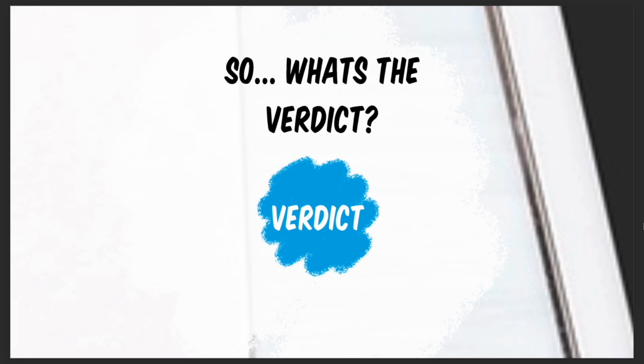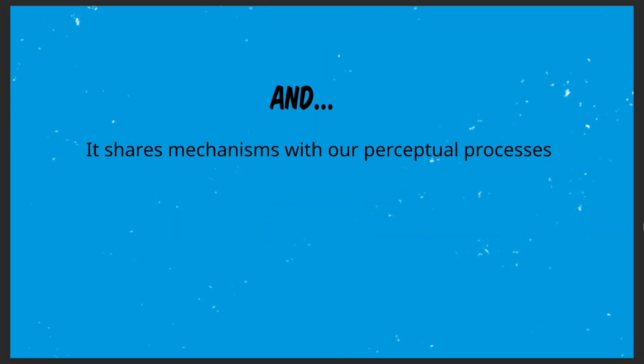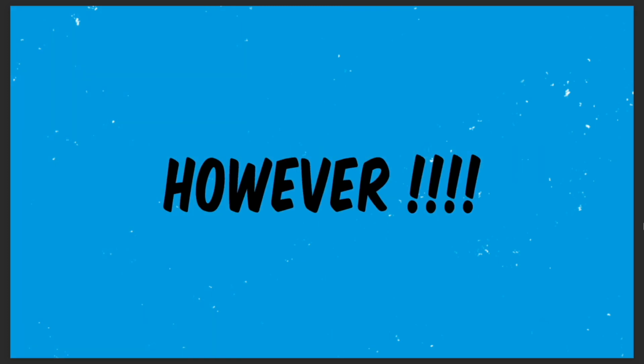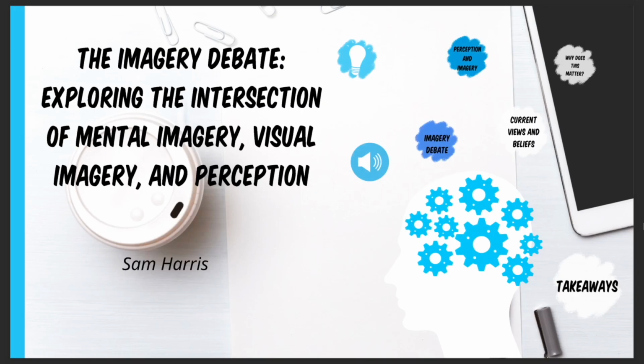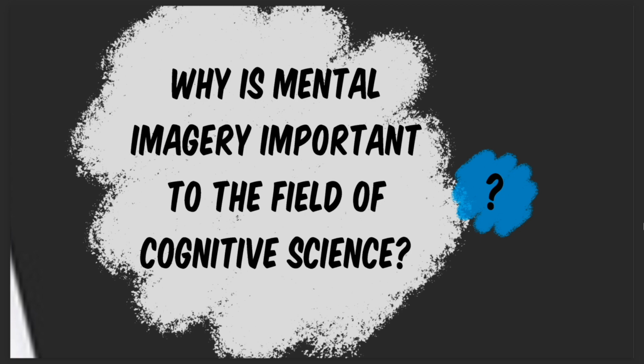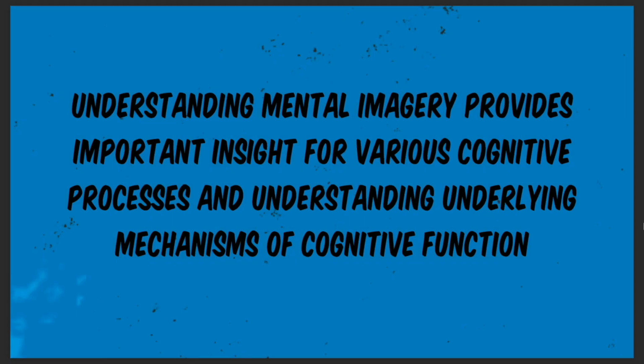So, what's the verdict? Imagery is spatial, and it shares mechanisms with our perceptual processes. However, we still cannot fully rule out propositional representation explanations for all results. So why is mental imagery important to the field of cognitive science? Understanding mental imagery provides important insight for various cognitive processes and understanding underlying mechanisms of cognitive function.